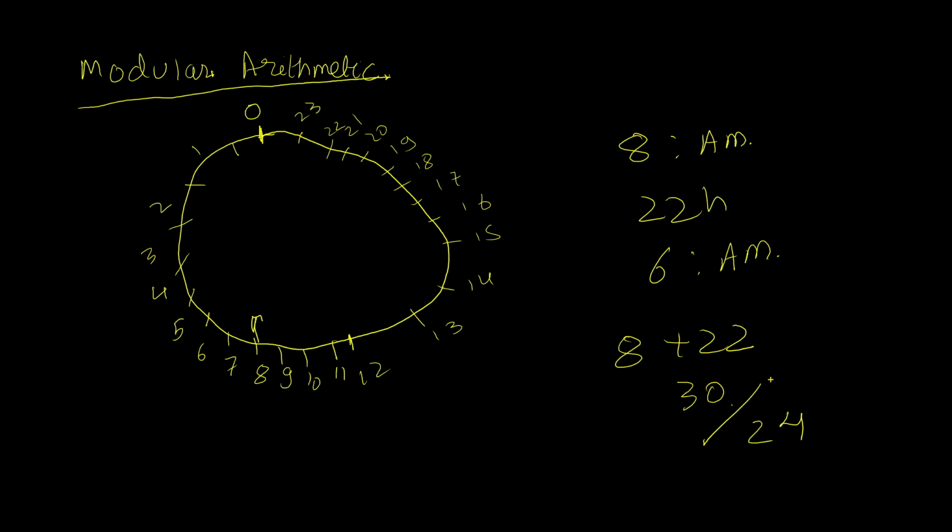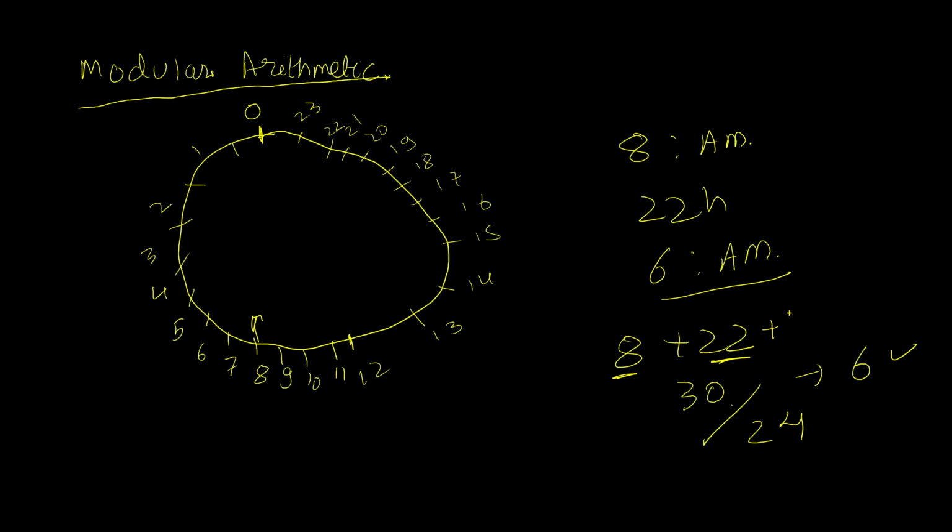So what I'm forced to do, technically speaking, is to take the remainder of dividing 30 by 24, right? I don't want to actually divide, but I want to take the remainder. And that is going to give me the 6 that I'm looking for, because 24 times 1 is 24, and that leaves 6 for a remainder. Okay, so my initial time of 8 a.m., when I'm adding 22, I'm getting to 6 a.m.